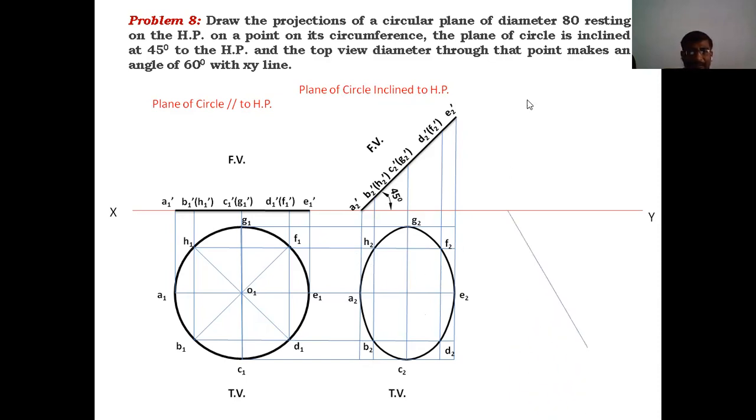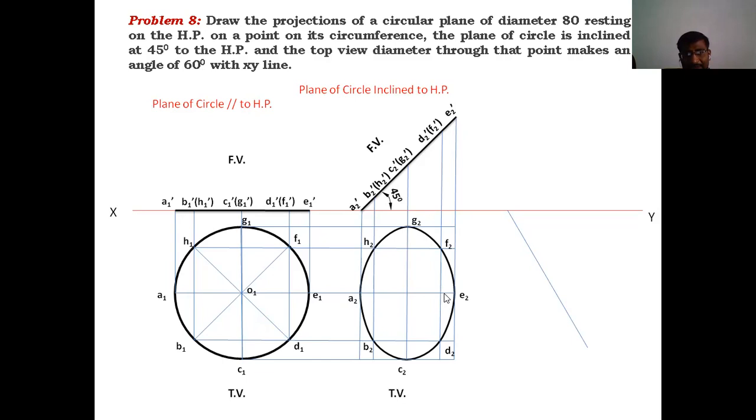Then go to the third stage. How to draw the third stage? Top view of the diameter to this point. What is the point which is located on the XY line? This is the A2 dash or A2. The diameter which is passing through this A2, this is A2 E2, which makes an angle of 60 degrees with XY. So now in the second stage, the position of the diameter which is passing through the A2 is parallel to XY.